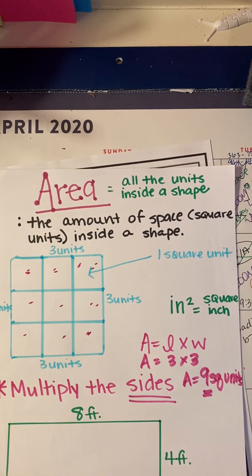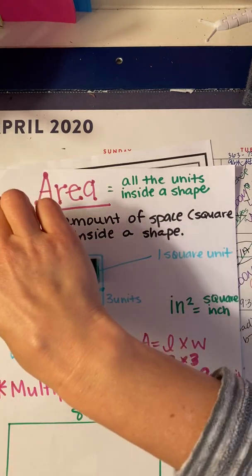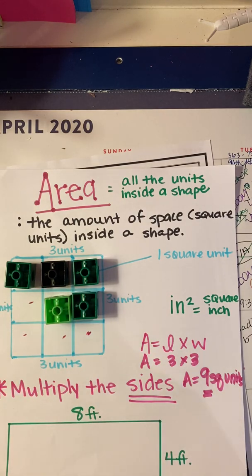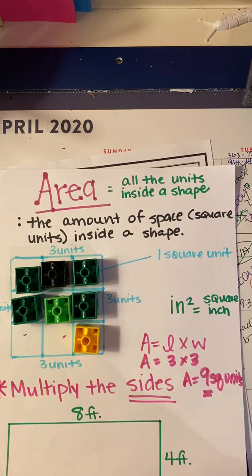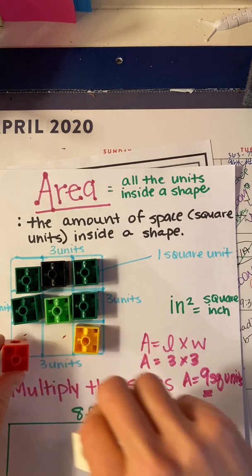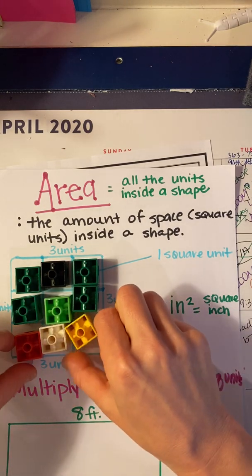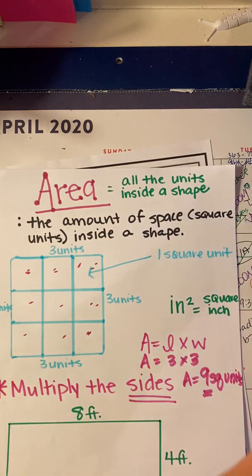Now we can also check it with pop cubes. Harris was using pop cubes this morning, so I figured we might use them too. 1, 2, 3, 4, 5, 6, 7, 8, and 9. Once again, my units this time were pop cubes, and I have 9 pop cubes that fit inside of that shape there.